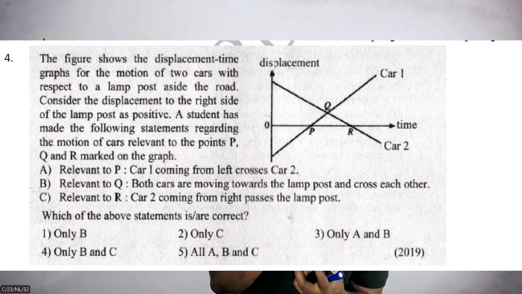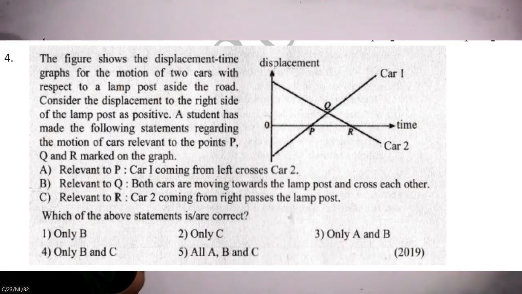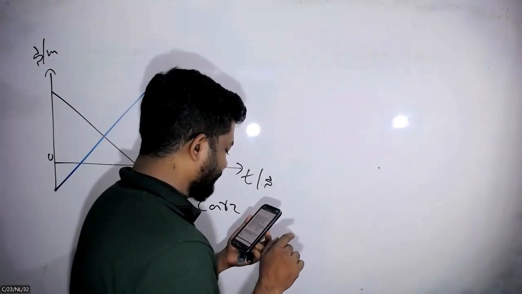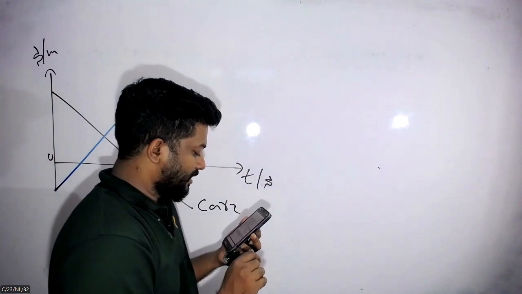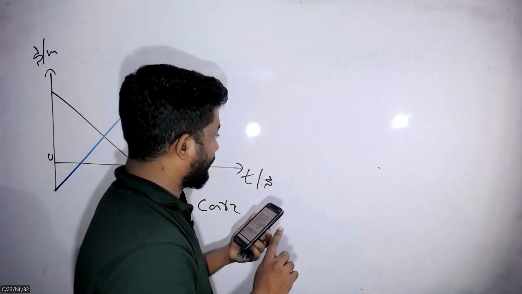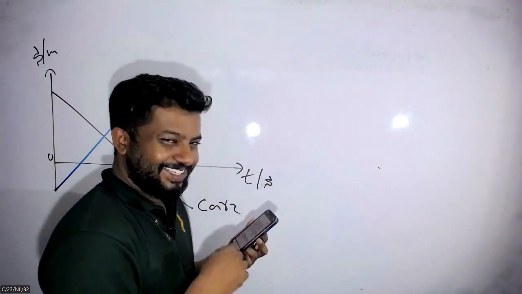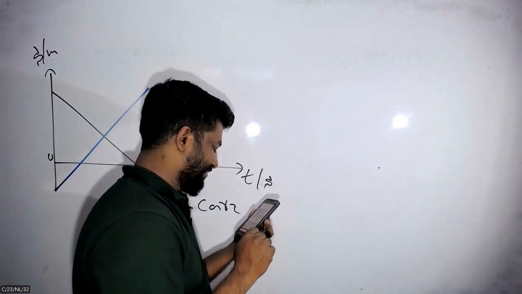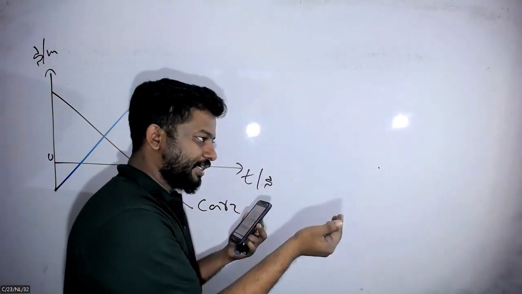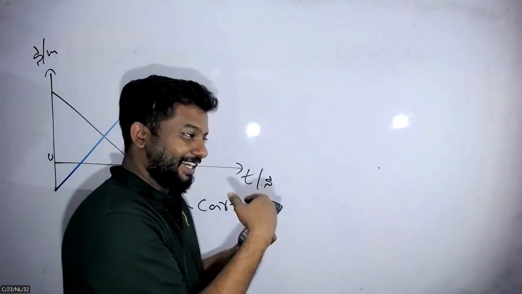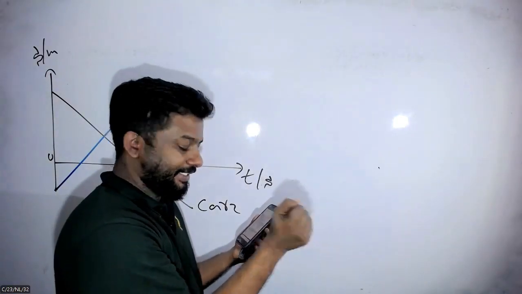Right, let's see the answer for question number 4. They have given displacement time curve of two objects, car 1 and car 2. Read the question. The figure shows the displacement time graph for the motion of two cars with respect to a lamp post. Their motion relative to the lamp post is given. That means the displacements are measured relative to the lamp post, from the lamp post, right?